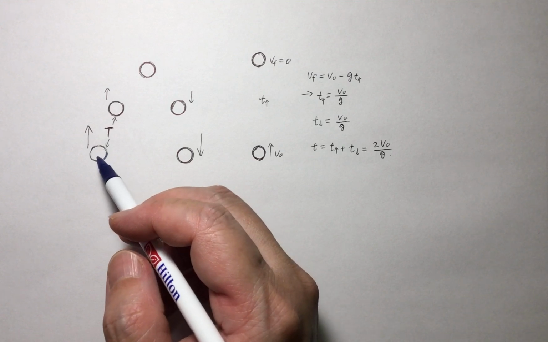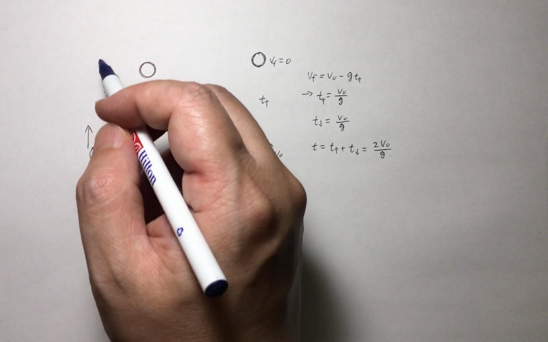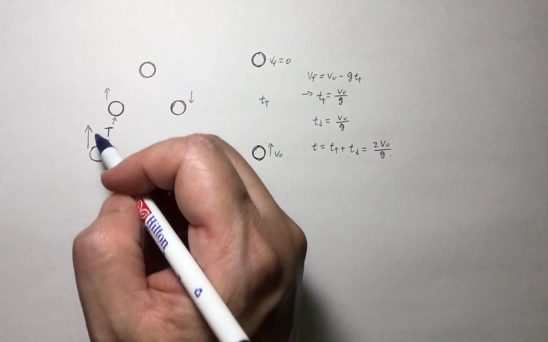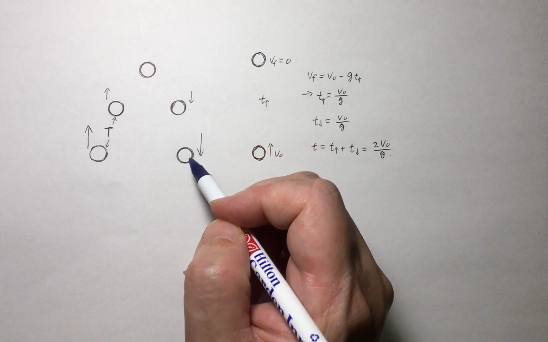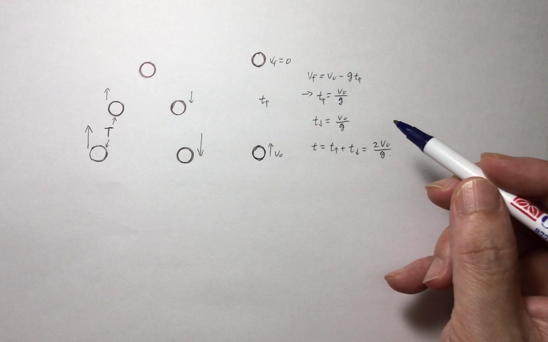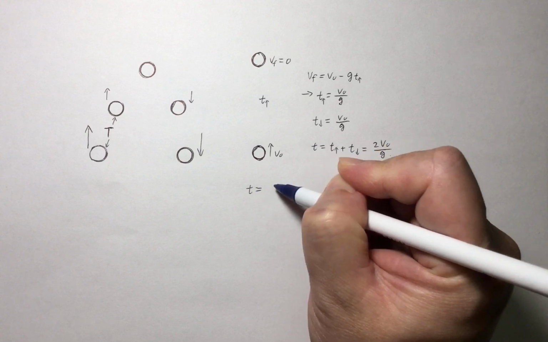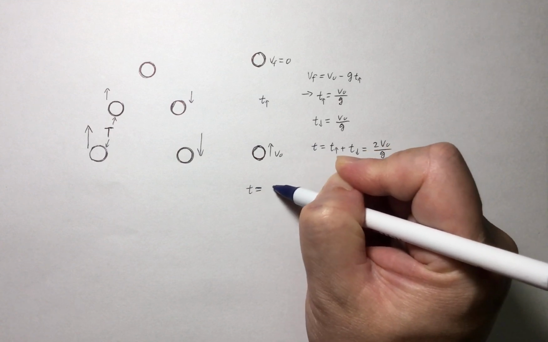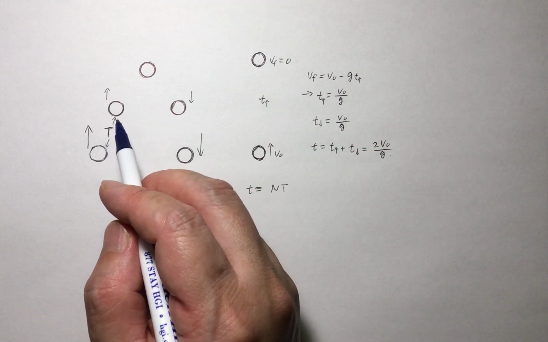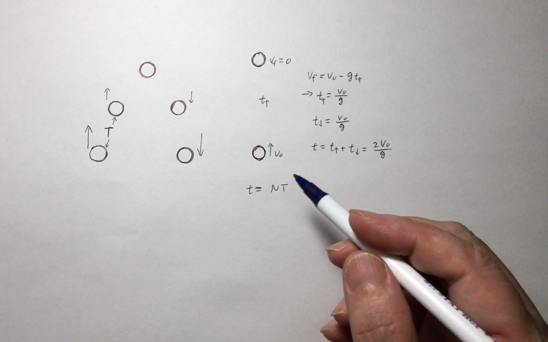So let's look at any particular ball here. Once it gets tossed, it will take 2V0 over G time to reach the other hand of the juggler. So this means approximately t is equal to n times T, if we have n balls. Remember, capital T is the time lag between two adjacent balls. So we have this relation.